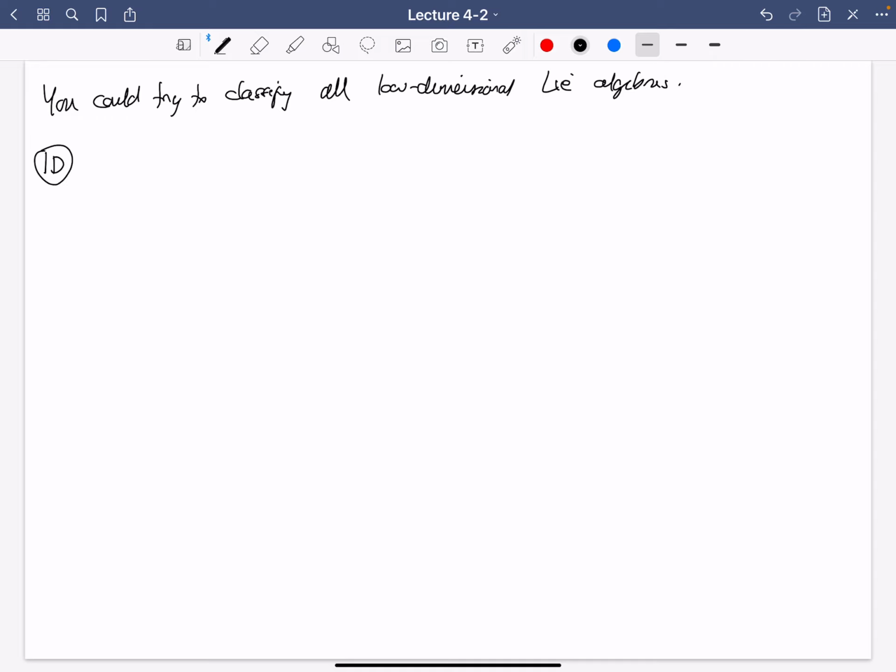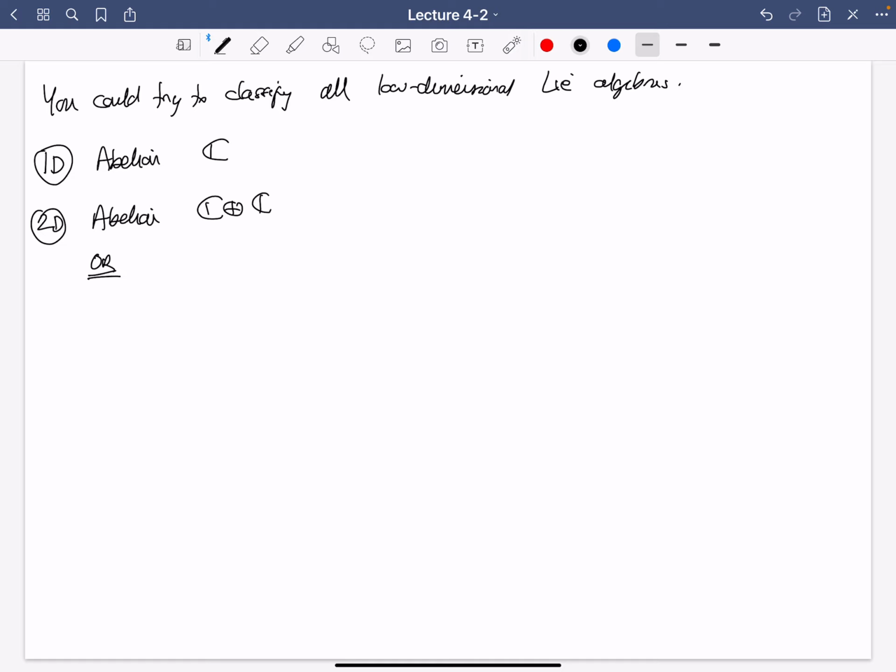So if your Lie algebra is one-dimensional, well, then of course it just has to be abelian. And there's only one, it's just up to isomorphism, it's just the field with the only possible Lie bracket, namely the bracket is 0. If it's two-dimensional, well, it could be abelian. So it's the two-dimensional vector space with 0 Lie bracket. And if it's not abelian, well, now we've got to investigate a little bit.